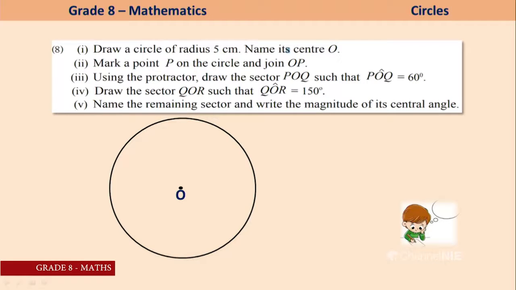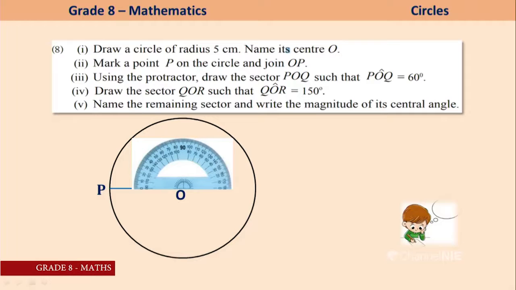Second question, mark a point P on the circle and join OP. Now you have to mark a point P on the circle and join OP like this. Then using the protractor. Okay children, hope you are ready. Take out your protractor. Then draw the sector POQ such that angle POQ is 60 degrees. Then using that protractor, you have to keep it like this.